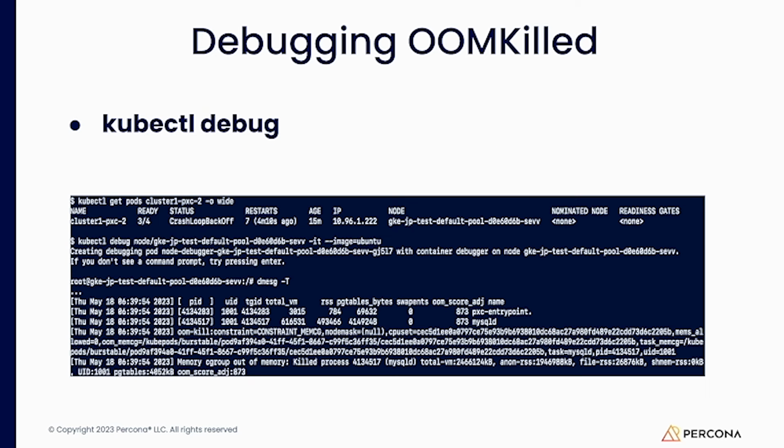So we have here a kubectl debug example. I execute kubectl get pods -o wide, that shows the node name. And then I executed kubectl debug on that particular node with the Ubuntu image. That mounts all the worker node file system into this particular pod, and then you can see the kernel ring buffer, right? Executing dmesg -T.